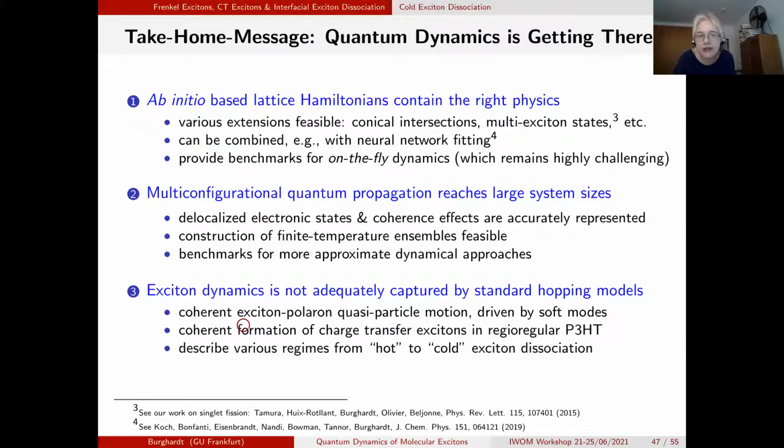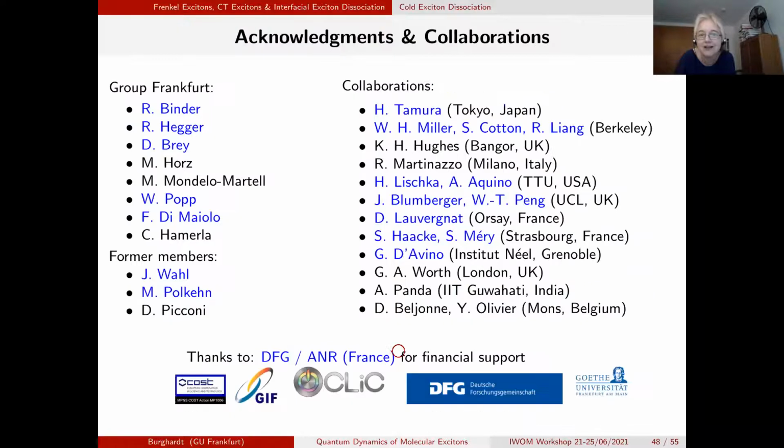And from what we see, we would conclude that exciton dynamics is, in general, not adequately captured by standard toppling models. So we have seen this coherent exciton polymer quasi-particle motion for the intrachain process driven by the fluctuations of soft modes. We've seen coherent formation of charge transfer excitons, and we've also seen that we can use this for various regimes going from hot to cold exciton dissociation.